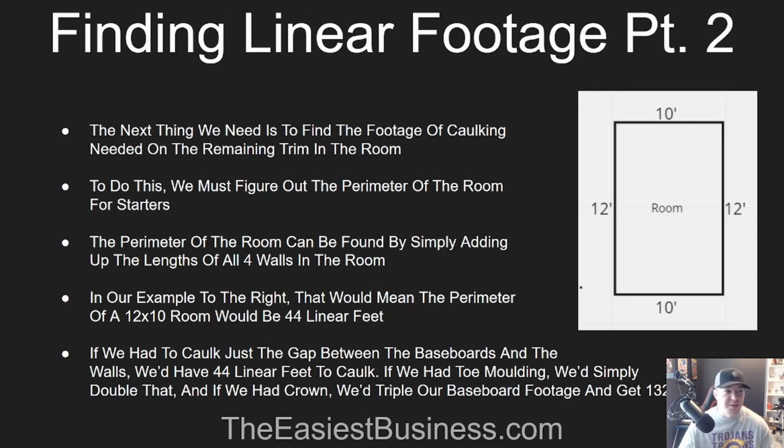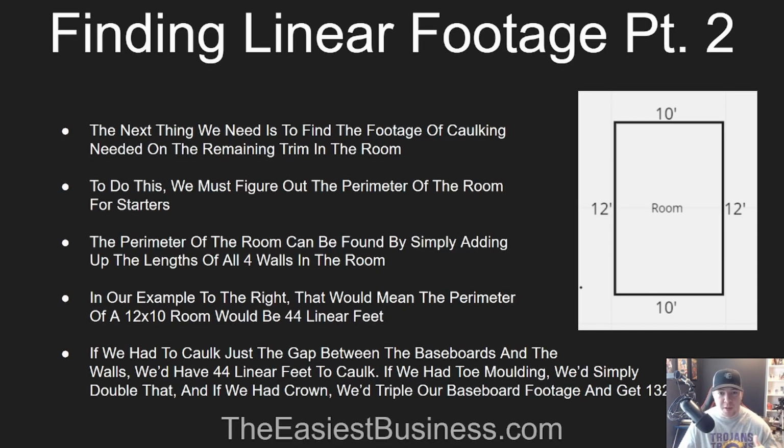Finding linear footage, part 2. The next thing we need to do is find the footage of the caulking of the remaining trim in the room. So let's say they have baseboards, shoe molding or toe molding, and then crown, right? To do this, we must first figure out the perimeter of the room.